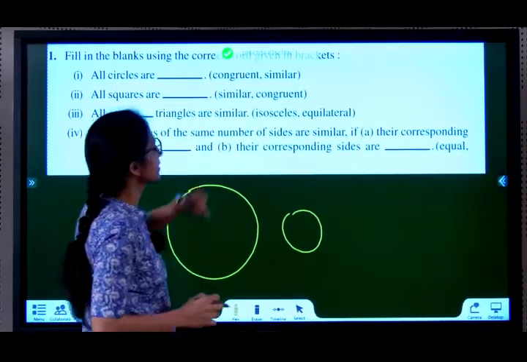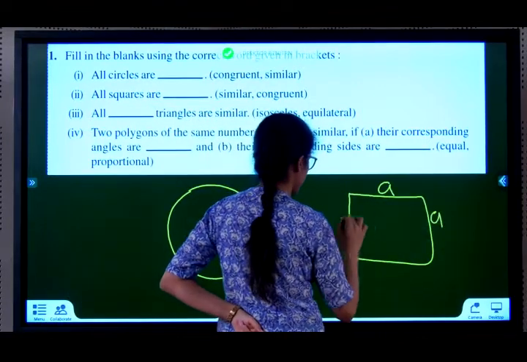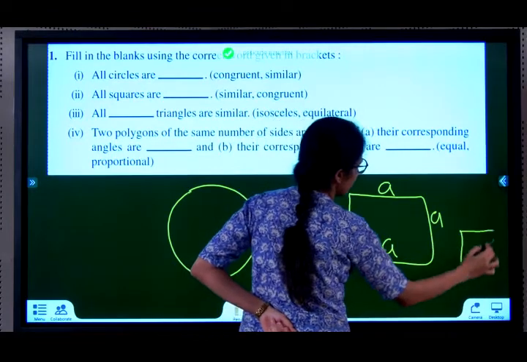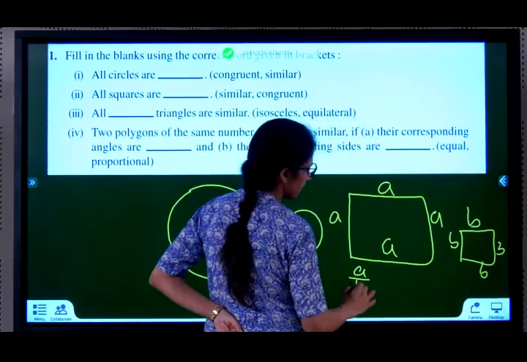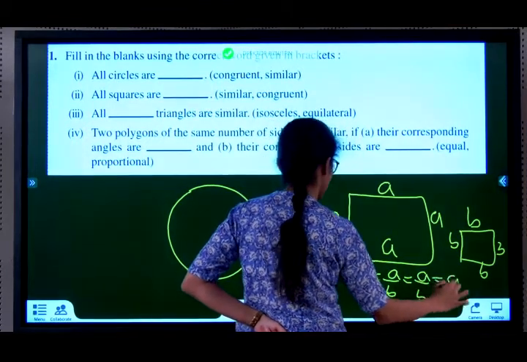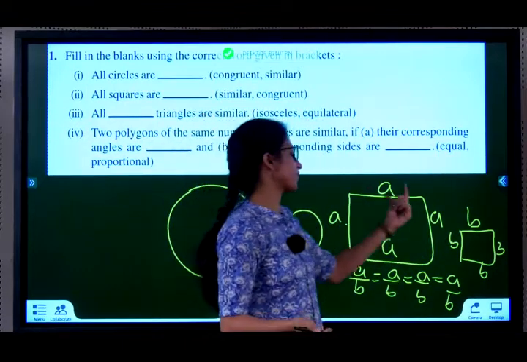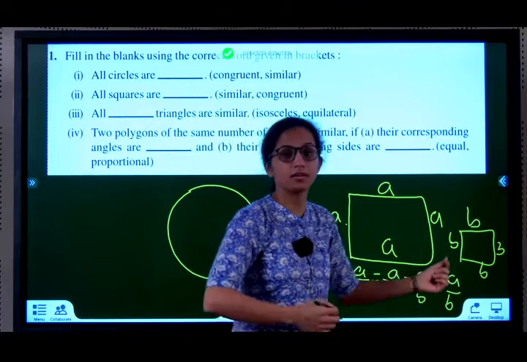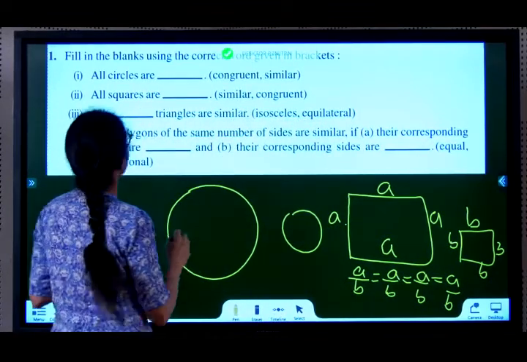All squares are similar or congruent. I have one square here of length A, and I have a square here of length B. If you see their corresponding sides are A by B, which is equal to A by B, which is equal to A by B. A and B may or may not be equal. This can be made of 5 centimeter, this can be made of 1 centimeter. So they are similar, not congruent.